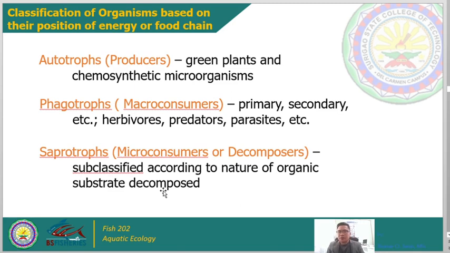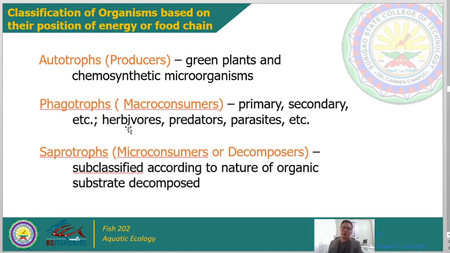let's proceed to the classification of organisms based on their position of energy or food chain. No? So we have already done classifying organisms in our aquatic botany. We also classify them as autotrophs and heterotrophs. Now here in aquatic ecology, we classify them into three: the autotrophs, the phagotrophs, and the saprotrophs.